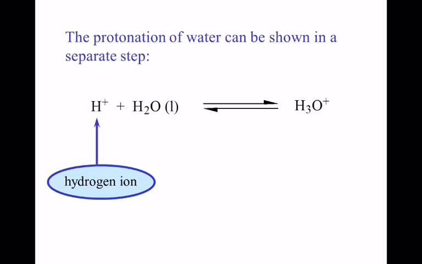So a little bit about semantics or vocabulary. I told you we can call H+ a proton. H+ is a proton. We can also call it the hydrogen ion. Sometimes I'll call it the hydrogen cation. Okay, it's all the same thing.